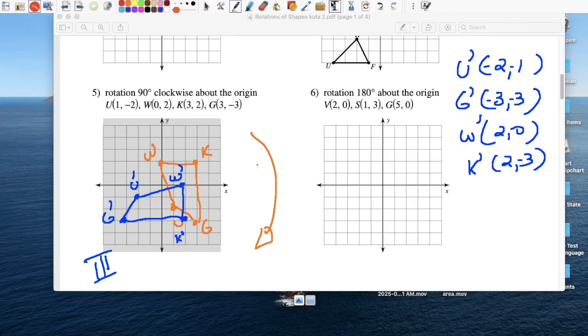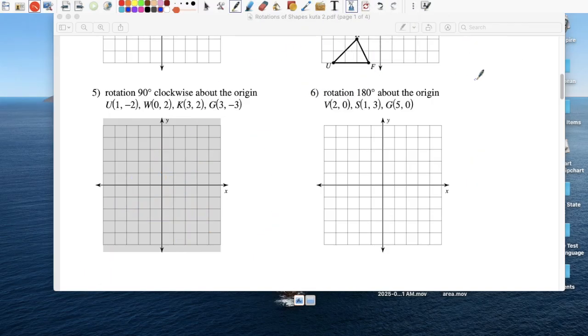6. It's a 180-degree rotation. Let's put the points: V is (2, 0), S is (1, 3), and G is (5, 0). So if you want to connect, 180-degree rotation.